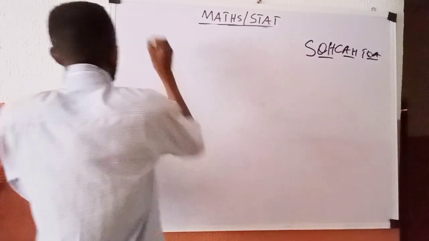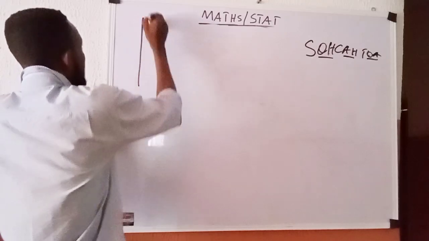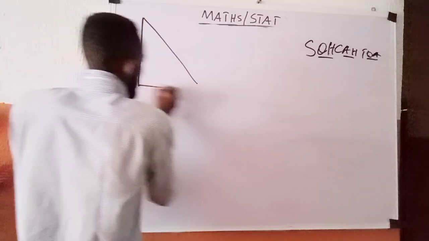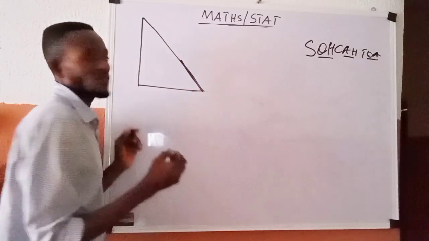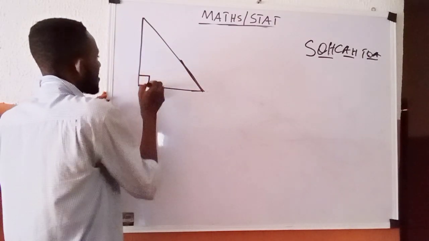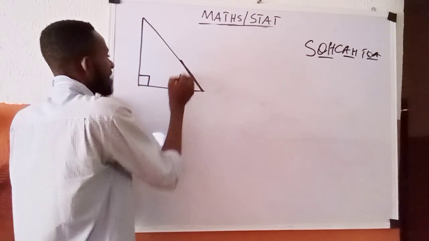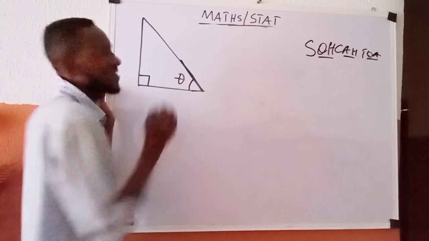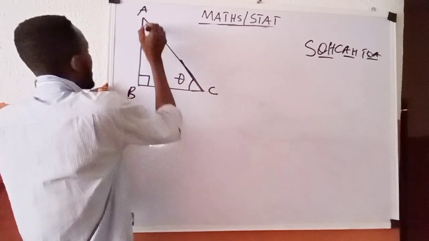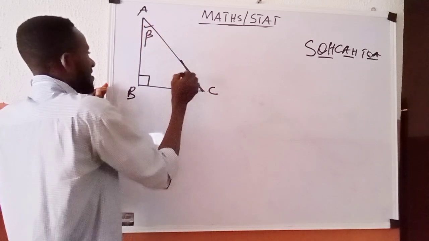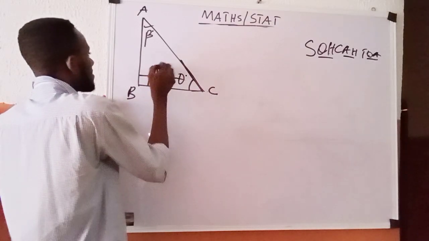So I have a right angle triangle. Look at it here. This is my right angle, which stands for 90 degrees. Here I have my theta. Here I have my A, my B, and my C. And here I have my beta, in degrees. Here, of course, is my 90 degrees.